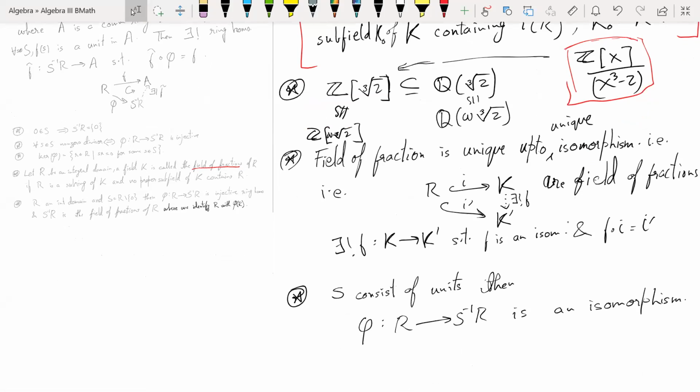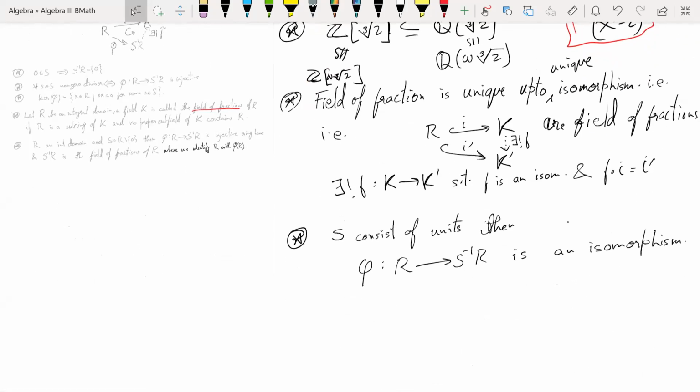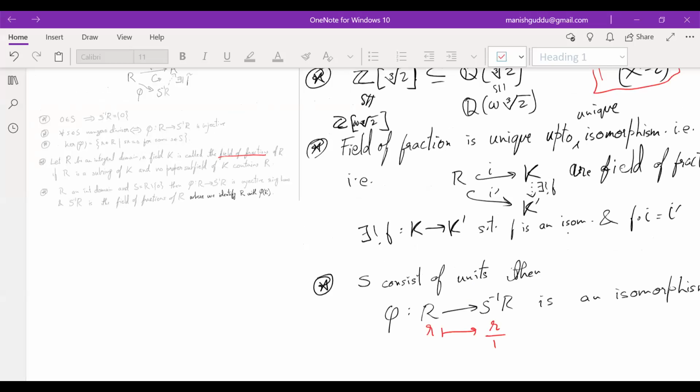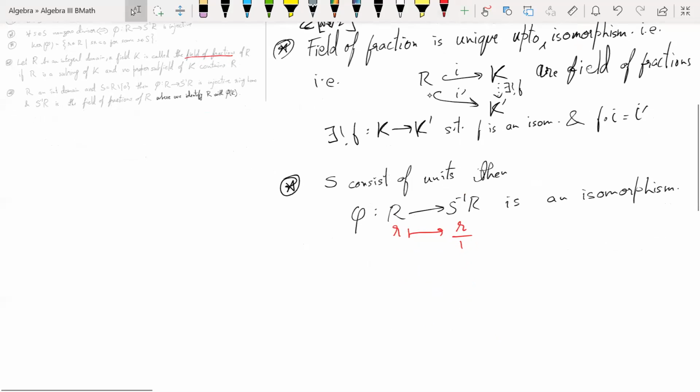And then I also talked about this result, but we didn't see a proof. So today maybe I'll give you a proof using the universal theorem. If S consists of units, then phi from R to S inverse R, the natural map which sends R to R over 1, is an isomorphism. Okay, so this will be another application of the universal theorem of localization. So let me give a proof of this one, and the previous one maybe I'll leave as an exercise for you. Any questions so far? Okay, so no questions.